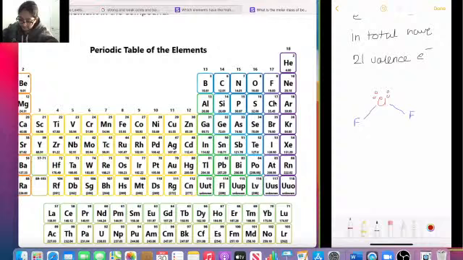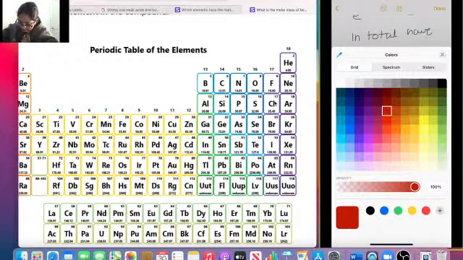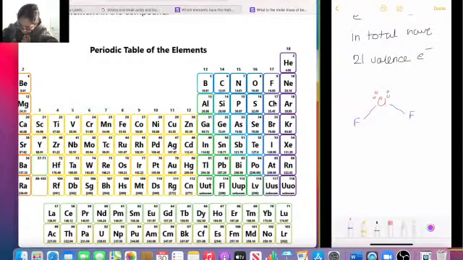So both the fluorines are only bonding with one, creating one bond with chlorine in each of the cases. And so each of the fluorines will have 3 pairs, basically 3 lone pairs, right? So you can see it's stable, right? Both the fluorines are stable.